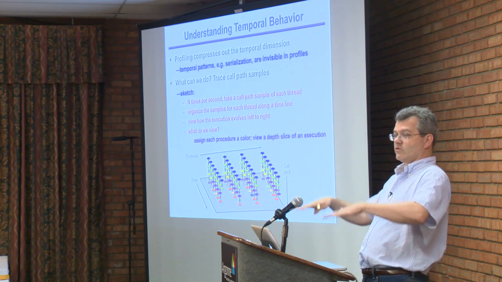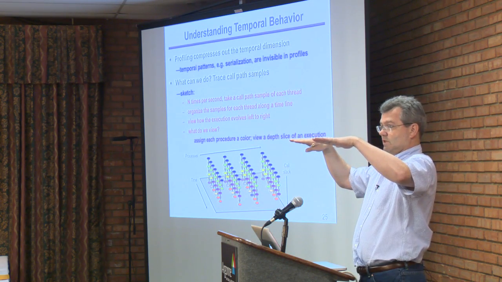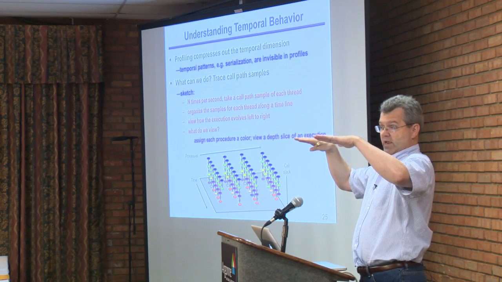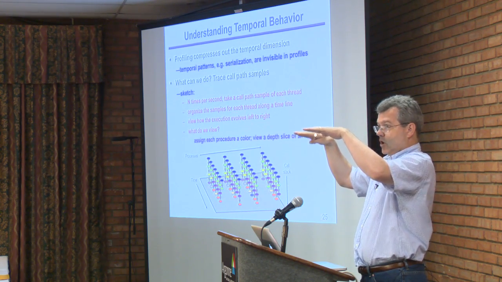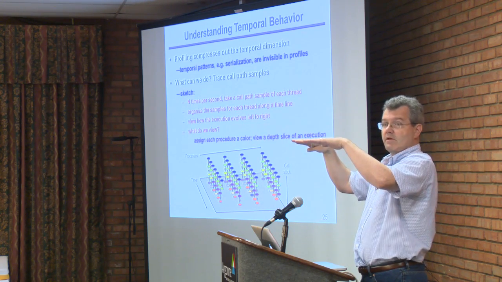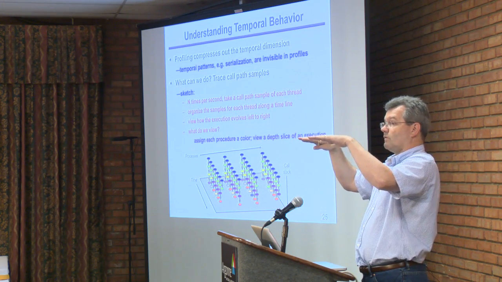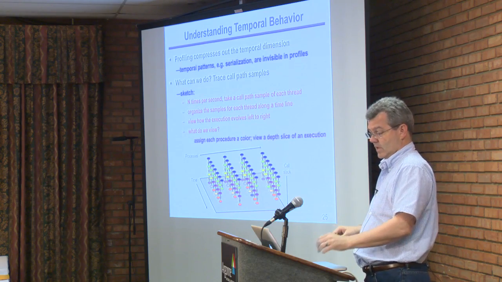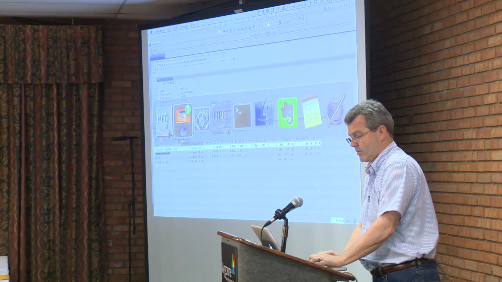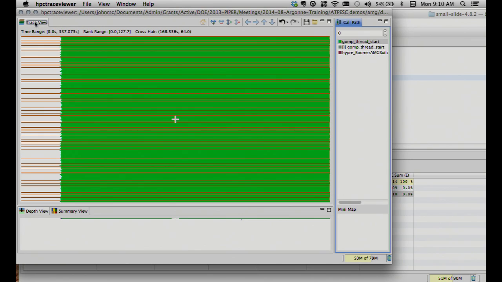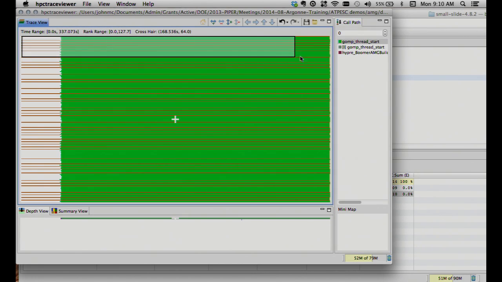If we pull this visibility panel all the way up to the top, we'll see that everybody was in main or things main called for the entire execution. Then we can lower the view plane and see a more detailed view of the abstraction. So let me pull up the trace viewer. What this is showing is a trace of a code called AMG 2013.